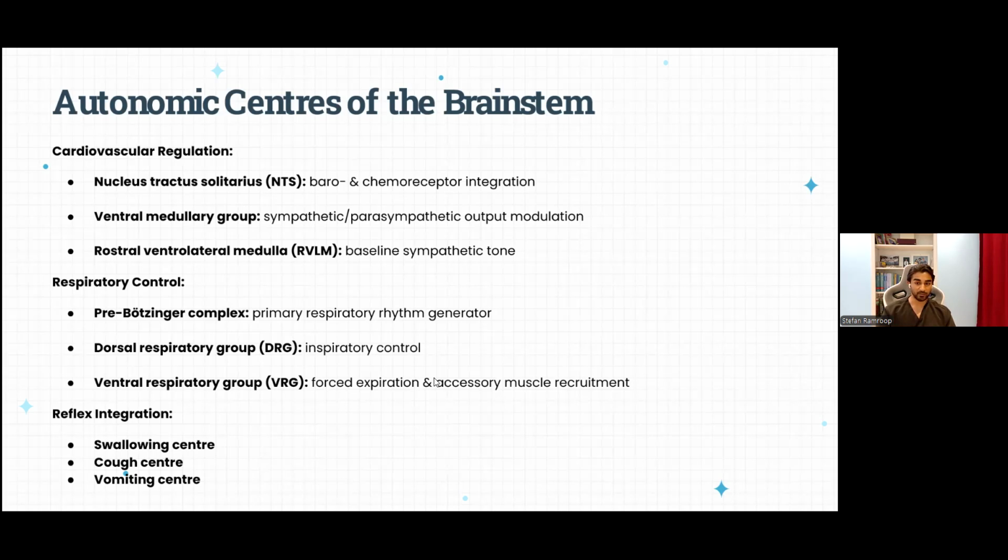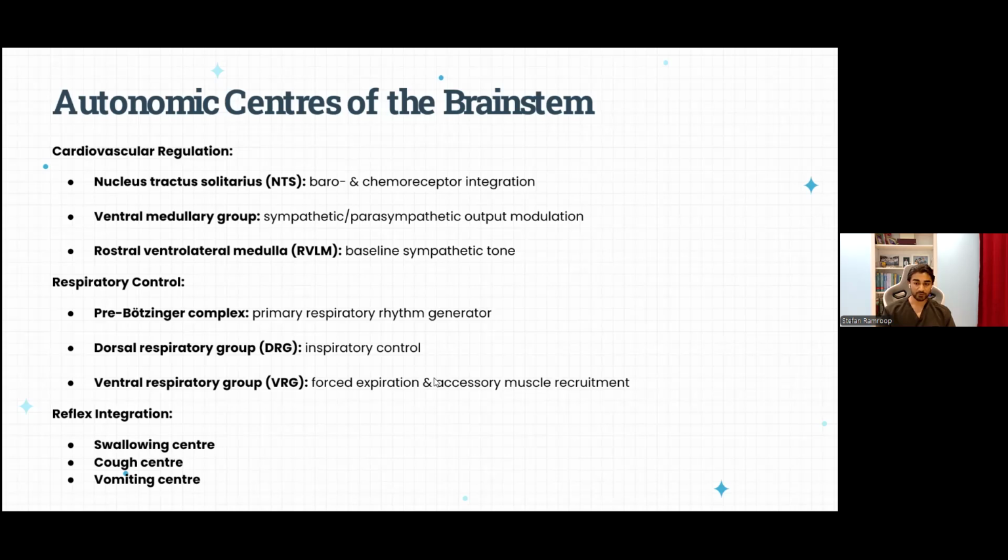You also have the RVLM, or your rostral ventrolateral medulla, which sets your baseline sympathetic tone, and this region maintains resting blood pressure through tonic activity. If compromised, patients can exhibit profound hypotension, unresponsive to typical vasopressor dosing.